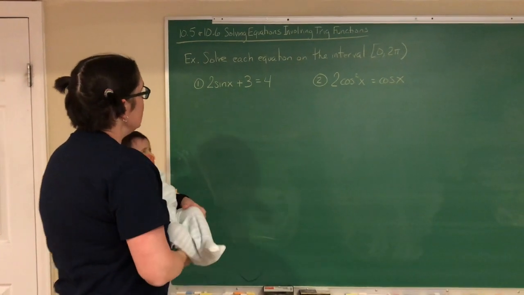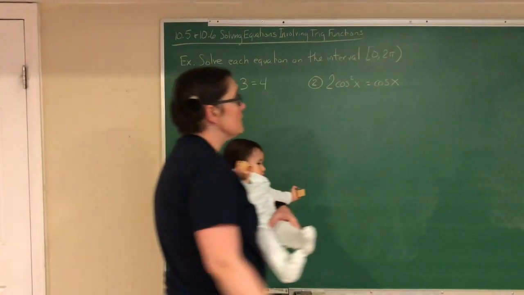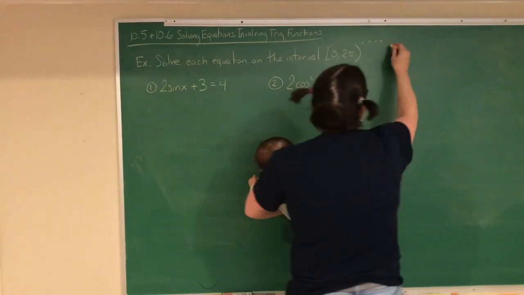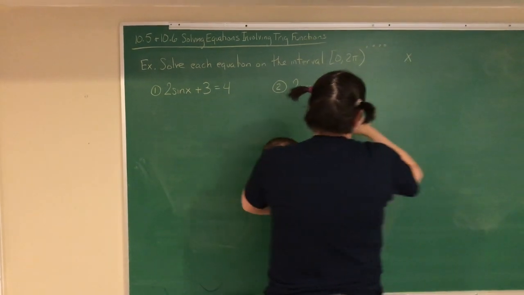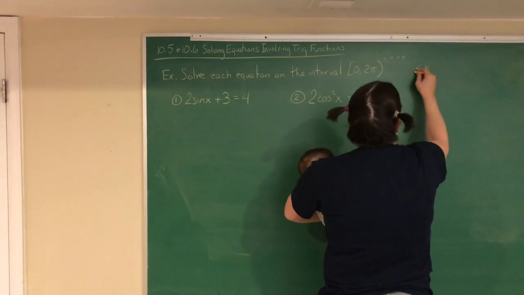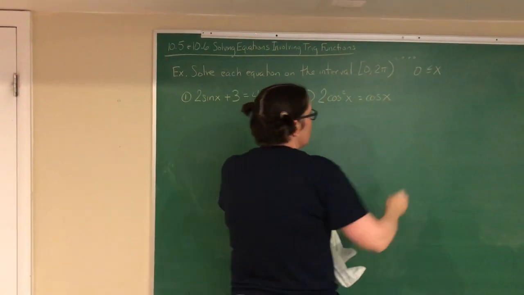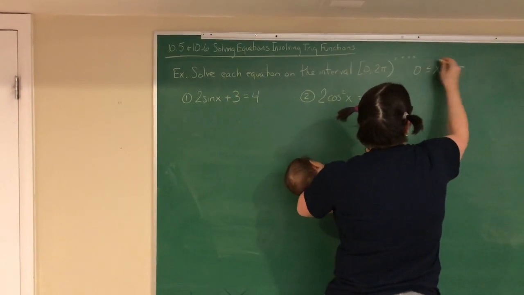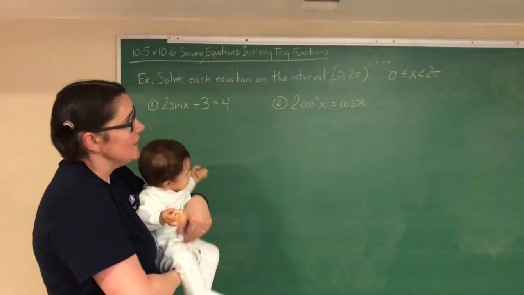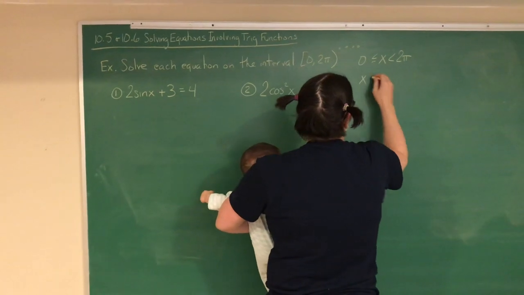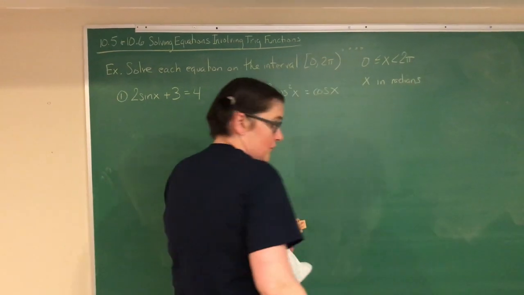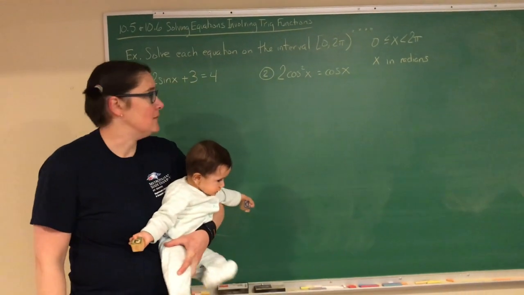Now, in terms of the instruction, solve each equation on the interval from 0 to 2 pi, this notation up here is interval notation. It says, number one, that we're going to be solving for x, because in both of these cases that is the variable we're looking for. And we are looking for values of x that are greater than or equal to 0 and strictly less than 2 pi. What does that mean for us? Well, number one, our final answer should be in terms of radians, because we're given 2 pi, which is not a degree measurement, that is a radian measurement.